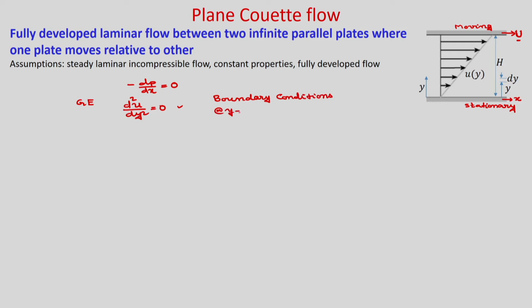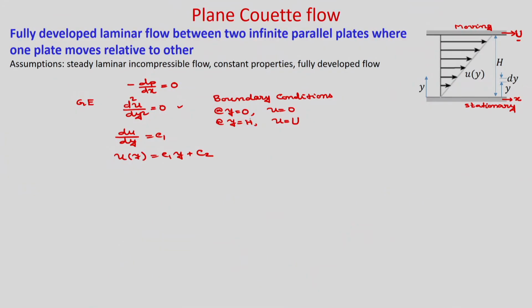Boundary conditions are at y is equal to 0, bottom wall u is 0, and upper wall at y is equal to h, it is moving with velocity capital U. So, you integrate this equation. So, you will get du by dy is c1, and u which is a function of y, you can write c1 y plus c2. So, c1 and c2 are constants.